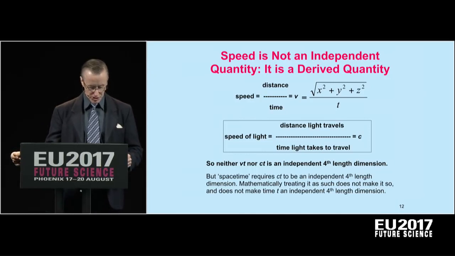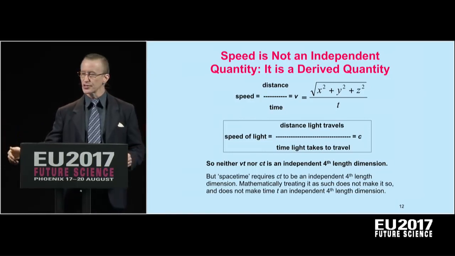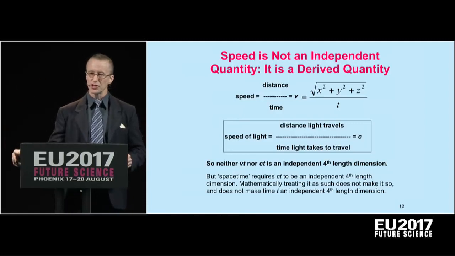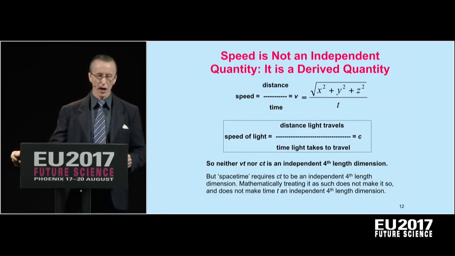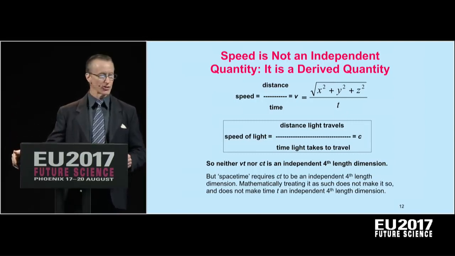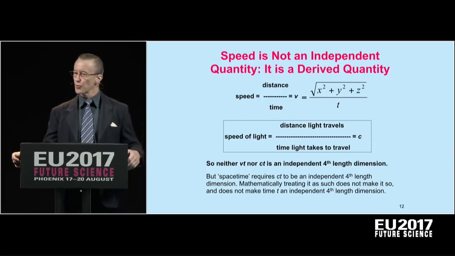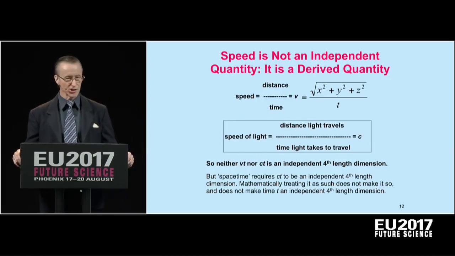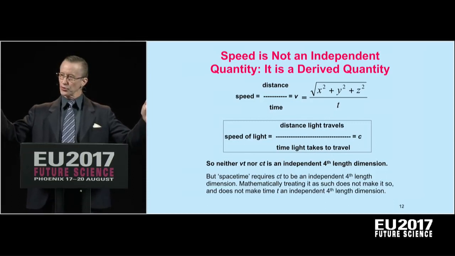So we conclude from this that neither Vt nor Ct, now Vt is a distance. So if I say to you, you're traveling at 60 miles an hour for 1 hour, how far did you go? Well, you take the speed, you multiply it by the time, and you get the distance. In that simple instance, it's 60 miles per hour times 1 hour. The hours cancel out, and you've got 60 miles. So Vt and Ct is not an independent fourth length dimension. It's just how long did it take to travel along the hypotenuse of a right triangle?